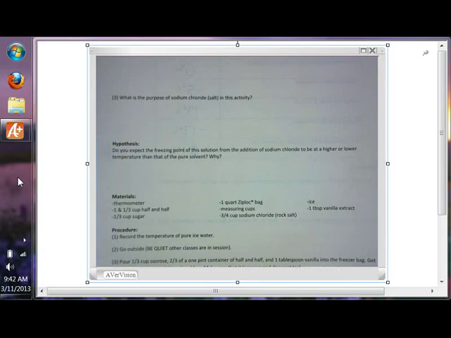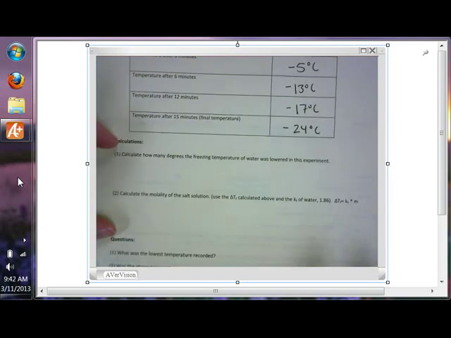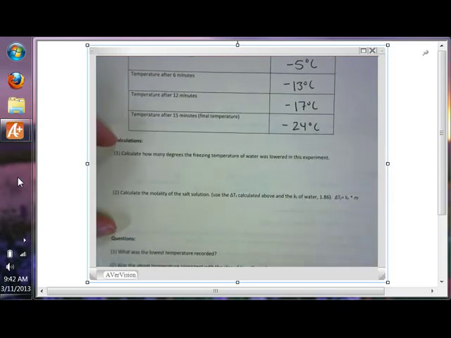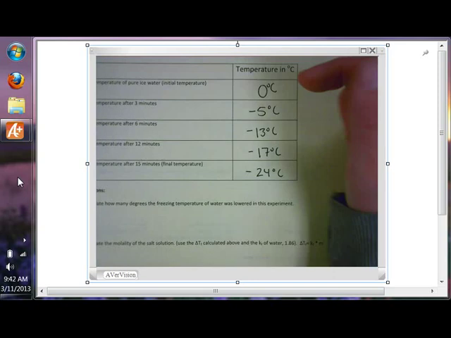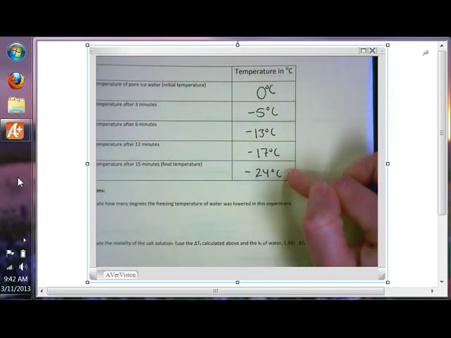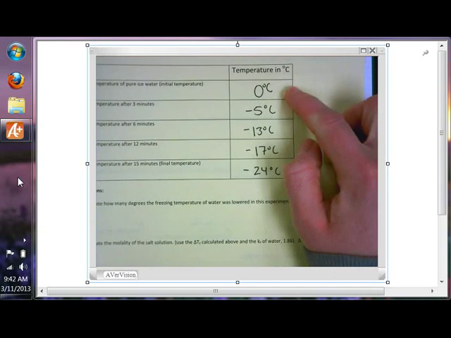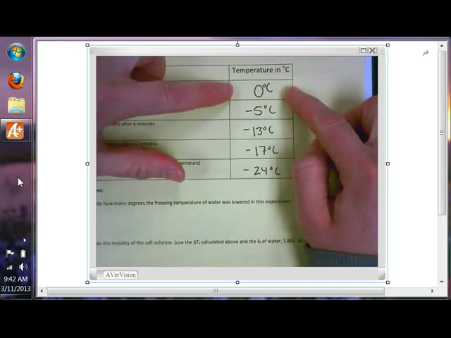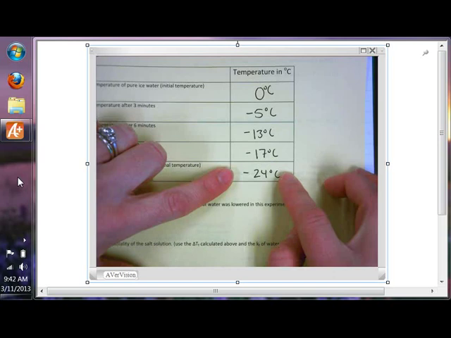Okay, so if you turn to the second page of your lab, you will see that there are two calculations, and I'm going to go through how to do those calculations. Now, I have made up a set of numbers for the temperature. So you see that I started at 0. All of you should start at 0, and you should have a final temperature.